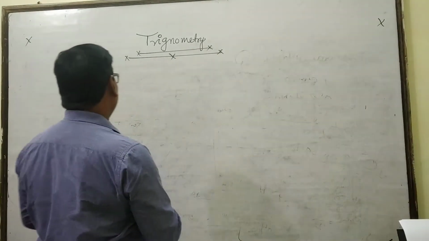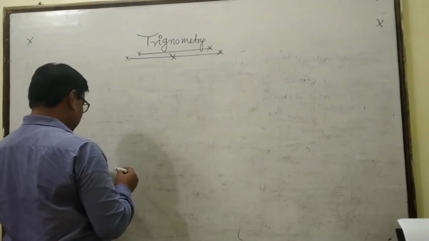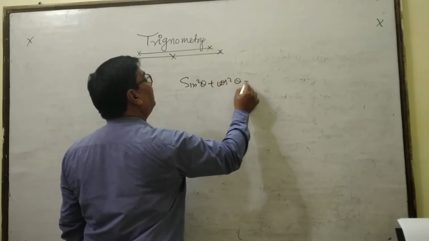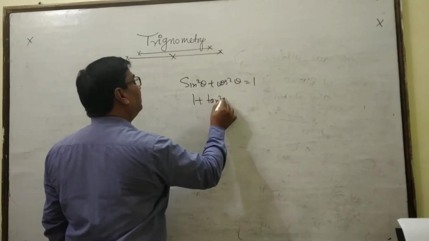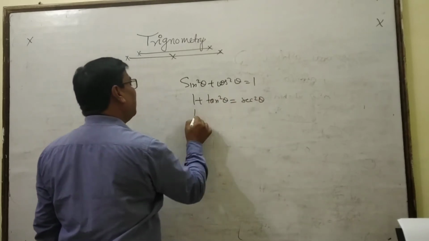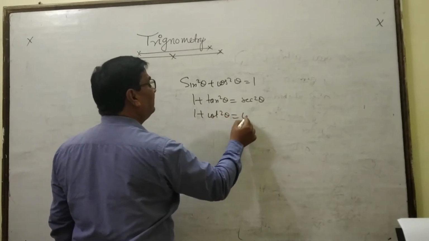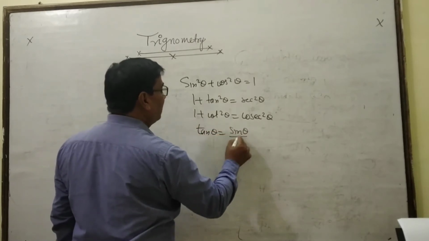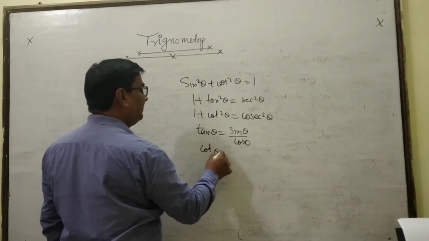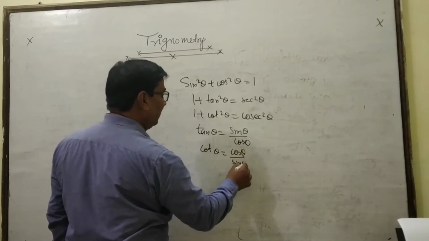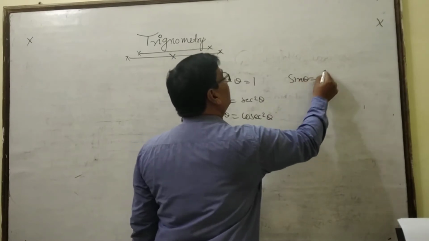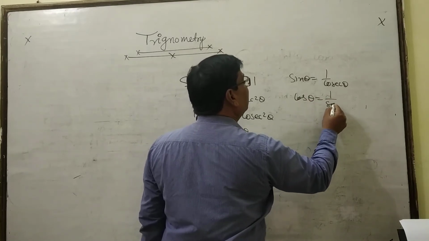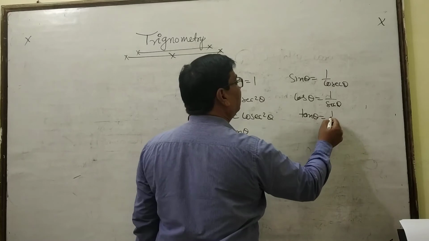Now once again we write here the trigonometrical identities: sine square theta plus cos square theta is 1, 1 plus tan square theta is equal to sec square theta, 1 plus cot square theta is equal to cosec square theta, tan theta is equal to sin theta upon cos theta, cot theta is equal to cos theta upon sin theta, sin theta is equal to 1 upon cosec theta, cos theta is equal to 1 by sec theta, tan theta is equal to 1 by cot theta.